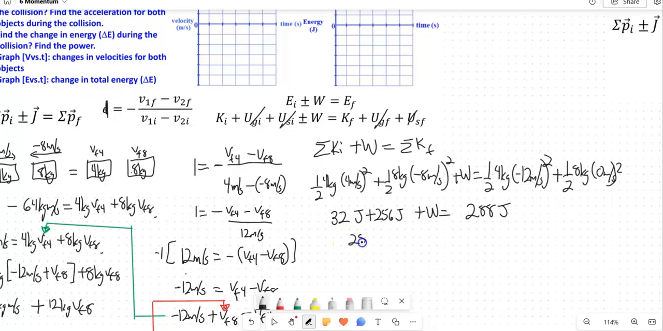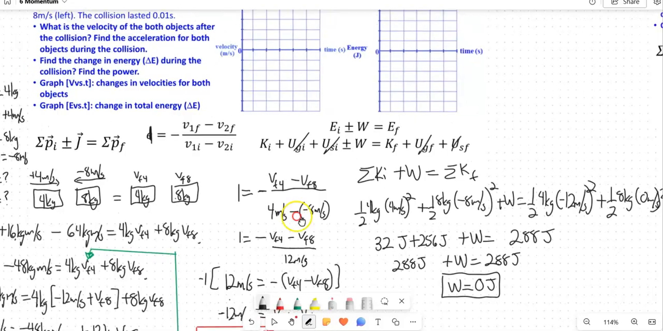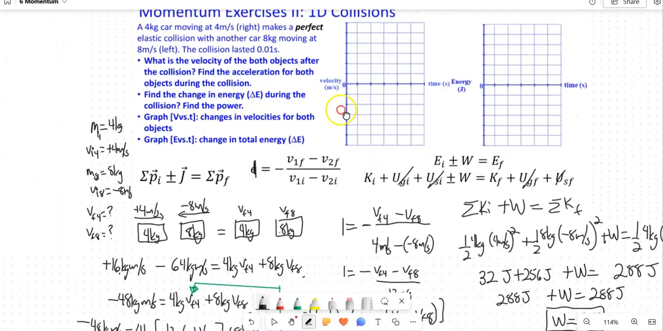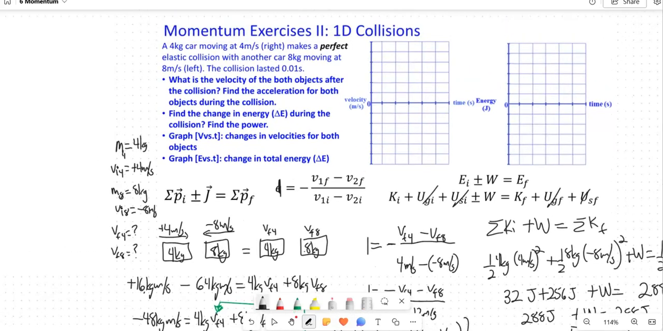So this is 288 joules plus work is going to be equal to 288 joules. So work is just going to be equal to 0 joules. So no energy is entering or leaving the system. Okay. All right. So now that we have that all done, let's go ahead and do the other parts of this.